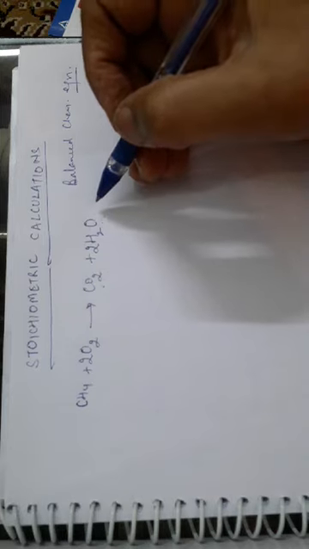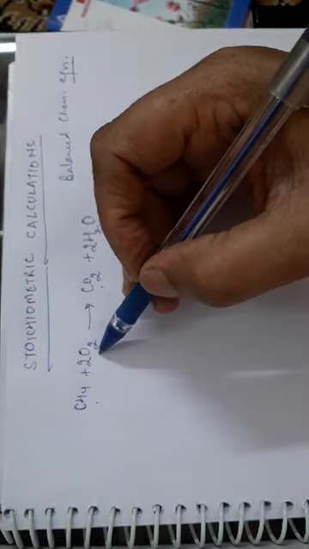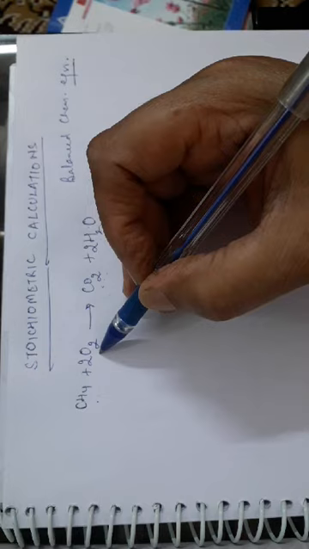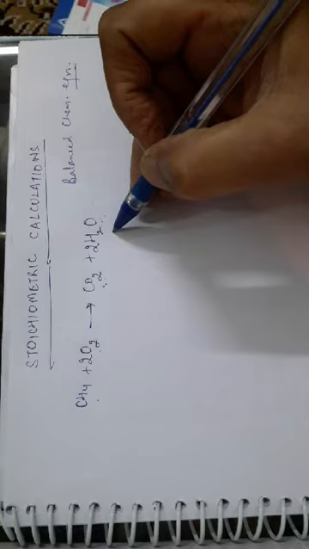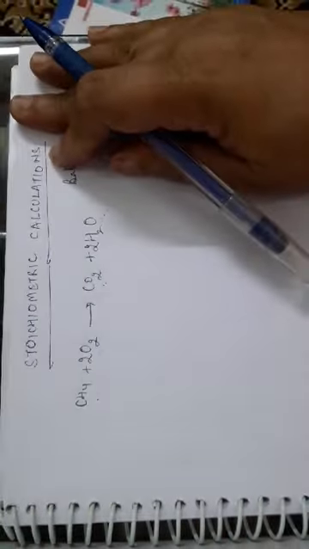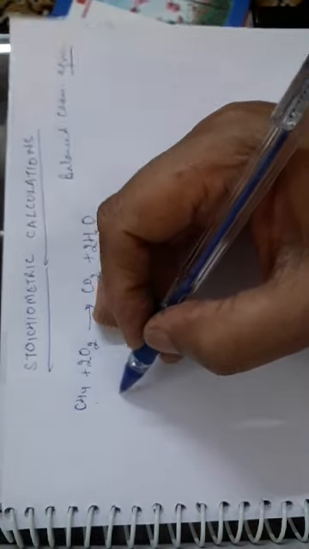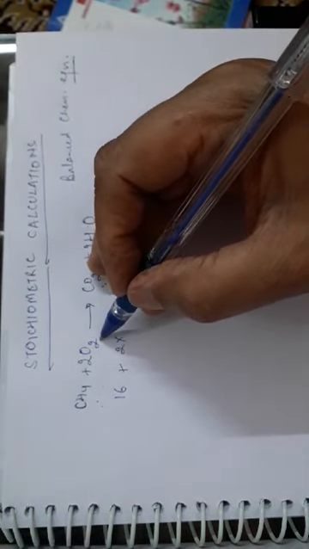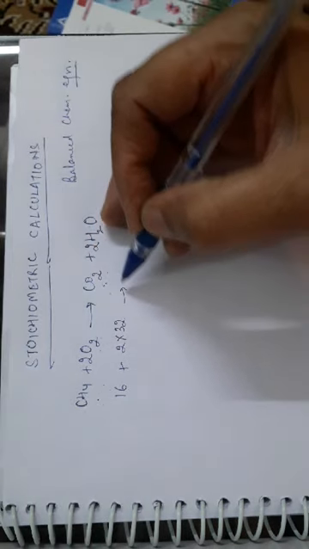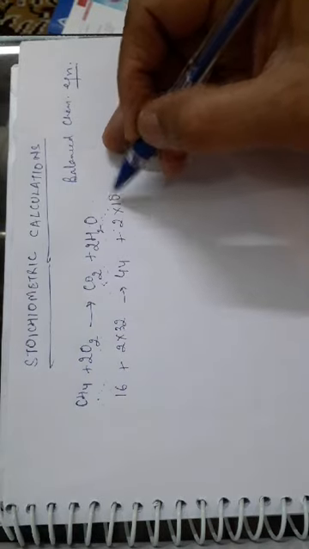Now what are the informations obtained? What is the mass of methane reacting with how much mass of oxygen to give how much carbon dioxide and how much water is produced? The basic idea comes from the balanced chemical equation. So as per the balanced chemical equation, what is the mass of methane? Methane is 12 plus 4, that is 16, plus 2 into 16 into 2, that is 32. And how much is it giving? CO2, it is 44, plus 2 into 18.